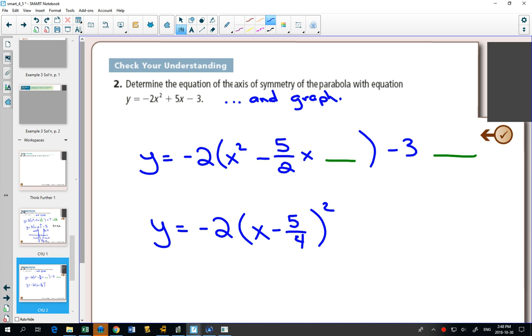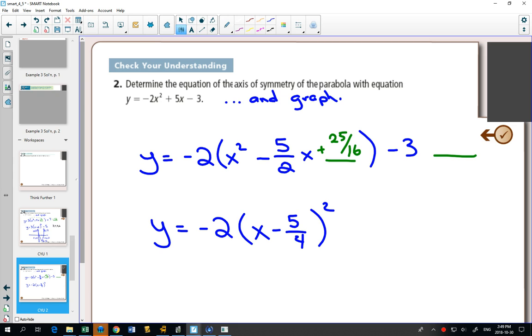And if that's 5 over 4, what goes in the space? You see why this one might be better to do this way instead of trying to do it mental math? Okay? 25 over 16.